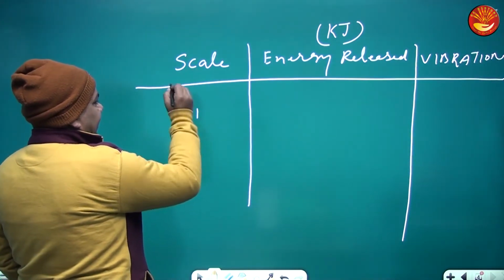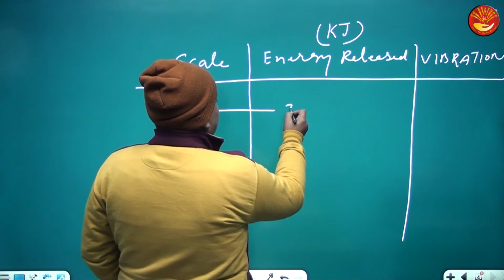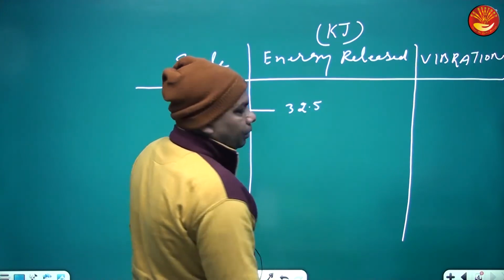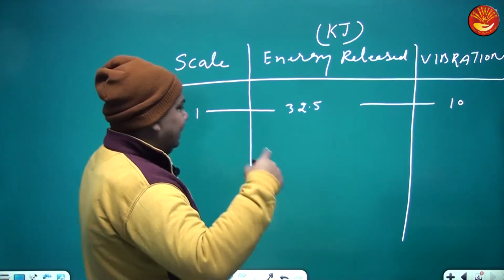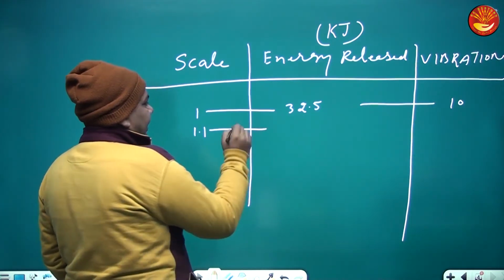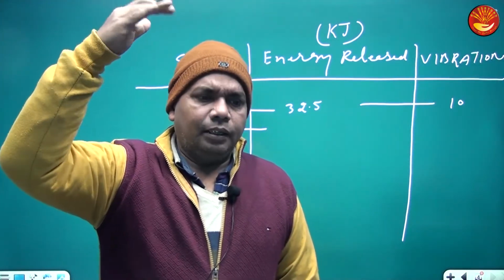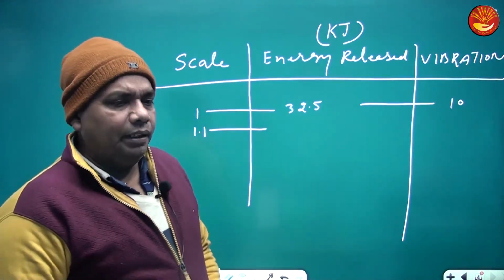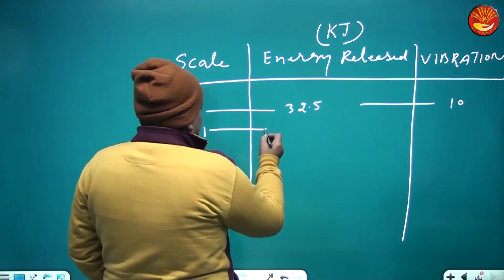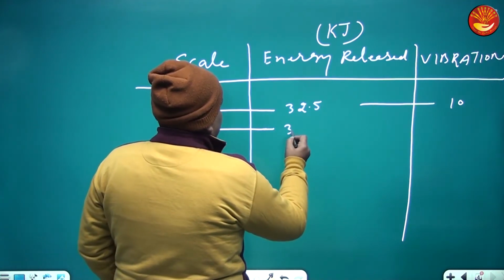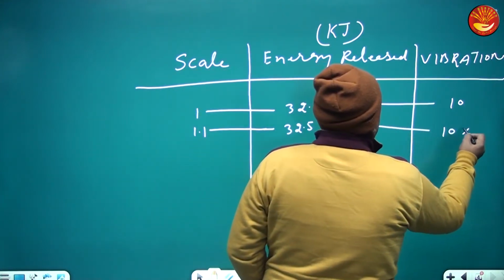Suppose on Richter scale 1, the energy released is 32.5 kilojoule and the vibration is 10. In the next scales, that is 1.1, 1.2, 1.3, 1.4, 1.5, 1.6, 1.9 and so on, it is actually based on a logarithmic function. Suppose in Richter scale 1.1, the energy is 32.5 into 32.5 and the vibration is 10 into 10.